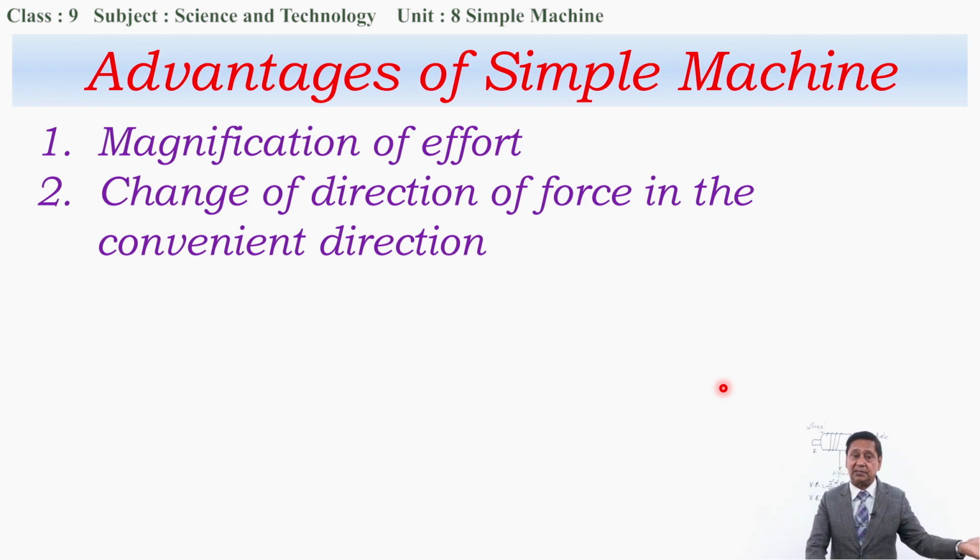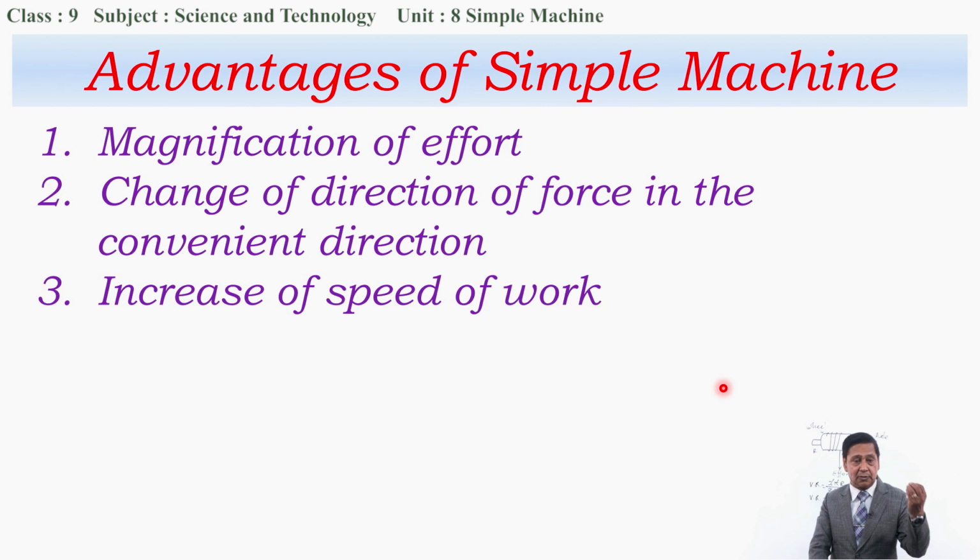Another, it can change the direction of force in the convenient direction. This is another advantage. Another, increase of speed of the work. There are three major advantages which can be taken by the simple machine: magnification of effort, change of direction of force in the convenient direction, and increase of speed of the work. Out of these three advantages, how many advantages can be obtained from wheel and axle? Now this is our question.